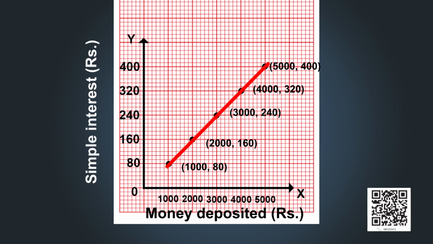To find the amount of money to be deposited to get the interest of 280 rupees, locate 280 on the y-axis, follow the horizontal line through 280 till you meet the graph, say T. From T, take a vertical line to meet the x-axis. This meeting point provides the amount of money to be deposited to get 280 rupees as interest. So, the answer is 3500 rupees. If a person deposits 3500 rupees in the bank, he will get the interest of 280 rupees.